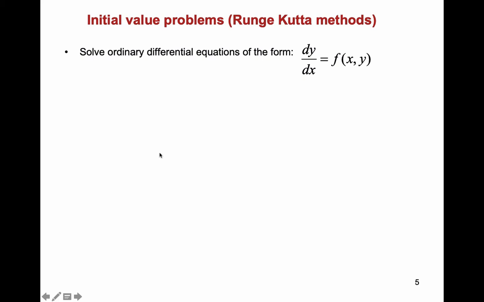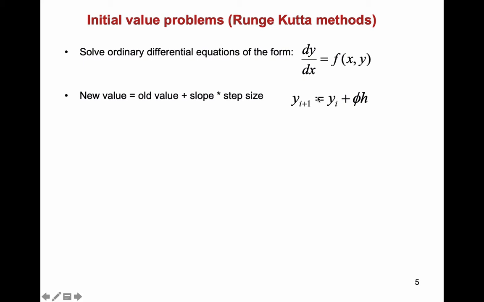All right. So what we're going to do in this lecture is special initial value problems, where I have dh/dt as a function of t and h, or more generally dy/dx as a function of both x and y. Okay? And this is going to be the general problem we are solving in this lecture.